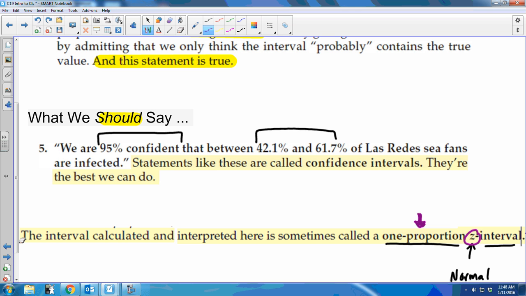Anyway, you say we are blank % confident that between, you give an interval of whatever you're talking about, okay? So same context every time. We're 95% confident that between this % and this % of the C fans are infected. It's a very straightforward statement, and every single time you should say the same thing.